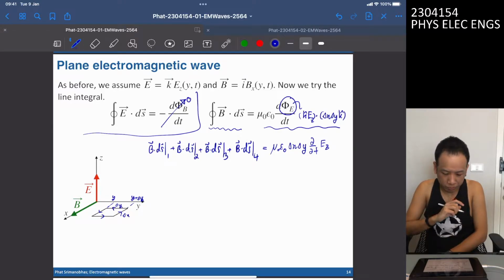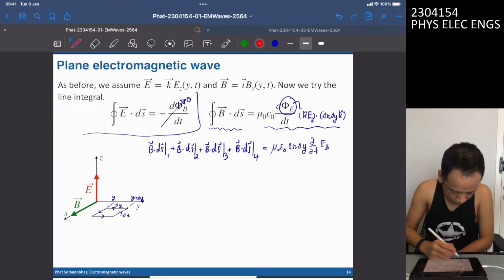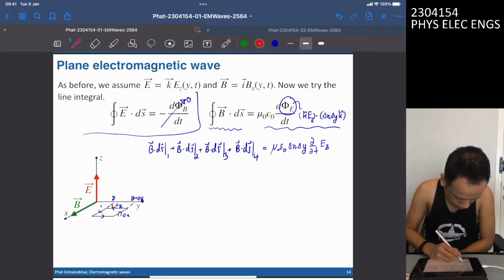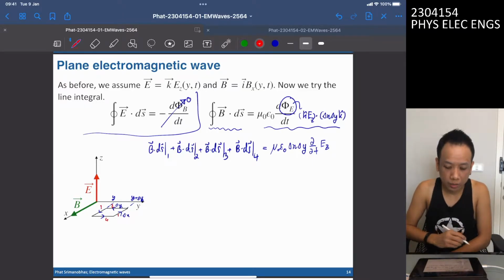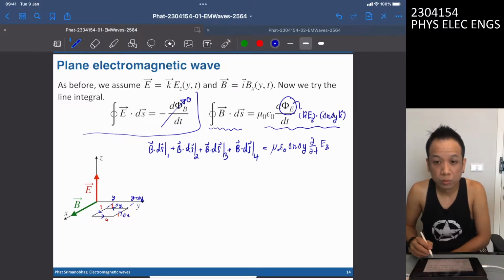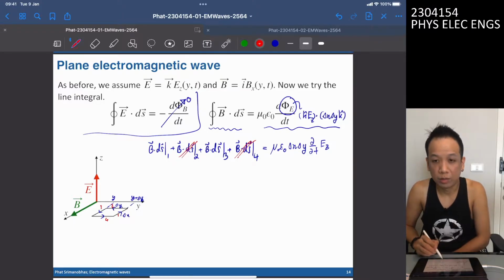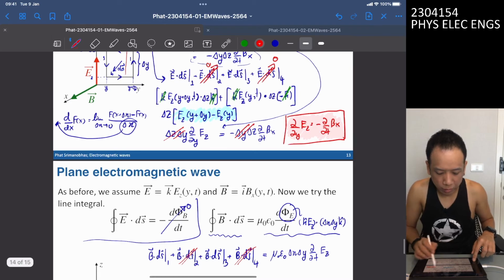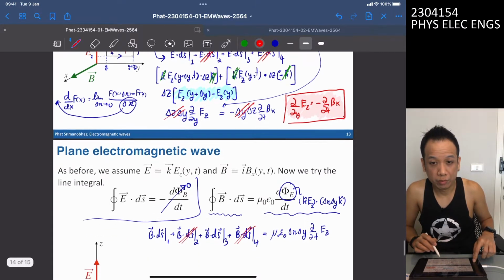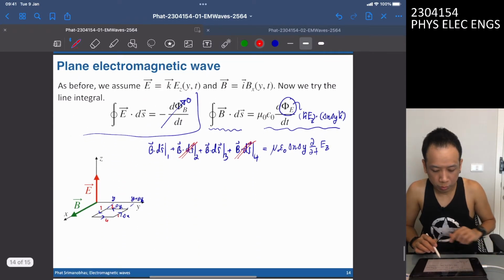Maybe I should write the sections, right? 1, 2, 3, and 4. Okay. So I would leave this to you to try to finish, but I think you can see quickly that B is perpendicular to sections 2 and 4, so you can just cancel those, so you integrate only on sections 1 and 3, and this follows what we have done before. Okay, so I leave you to practice on this.